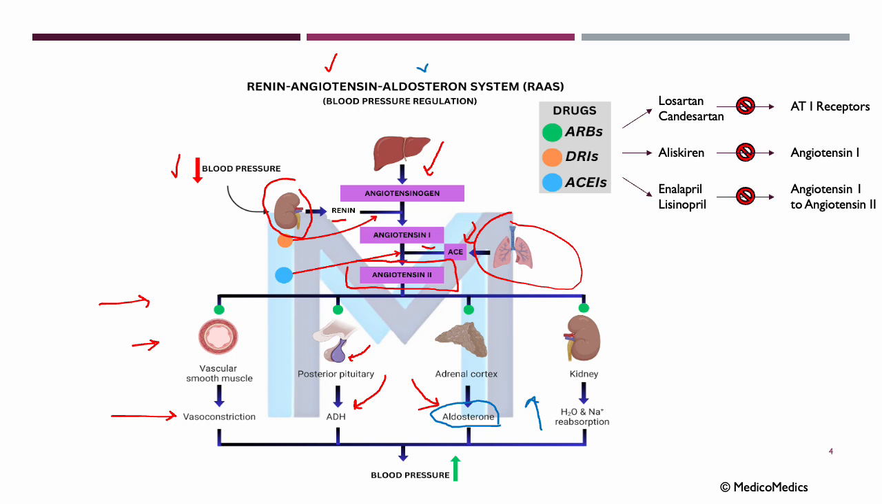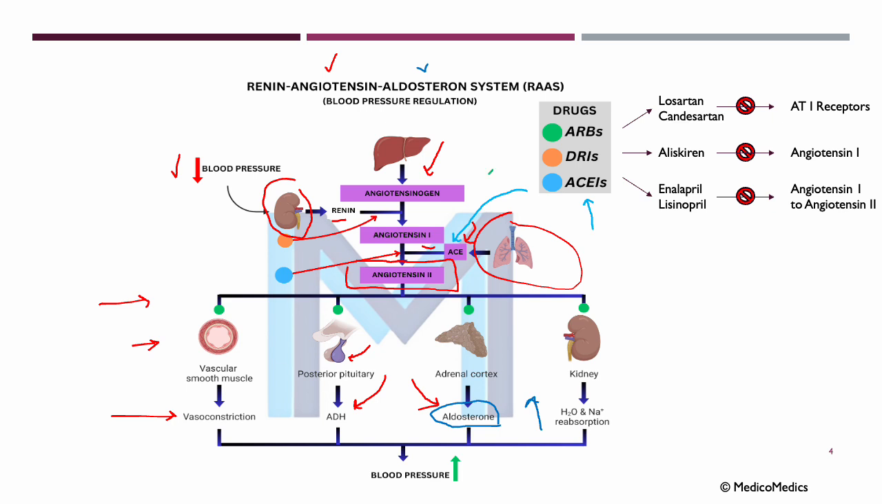Now, we also have RAAS-targeting medications, of course. Let's first mention the ACE inhibitors, so the angiotensin converting enzyme inhibitors. And if you remember, this was the enzyme which converted angiotensin 1 into angiotensin 2. Examples of ACE inhibitors are Enalapril or Lisinopril. And what they do is exactly what was just mentioned. They block conversion of angiotensin 1 into angiotensin 2.